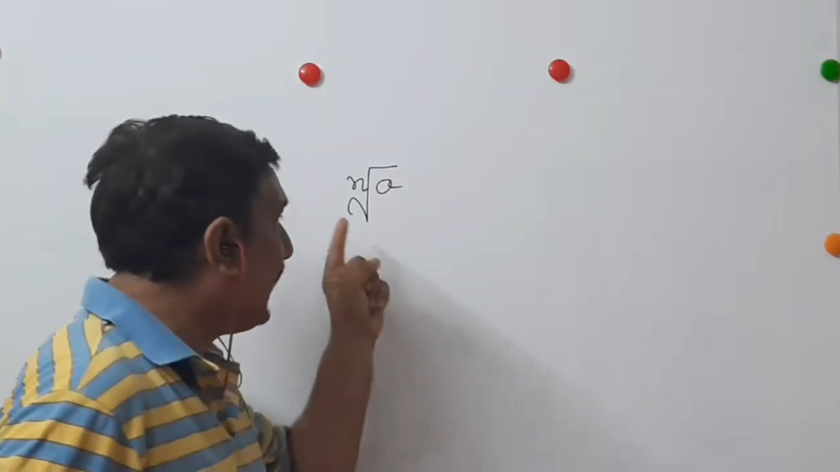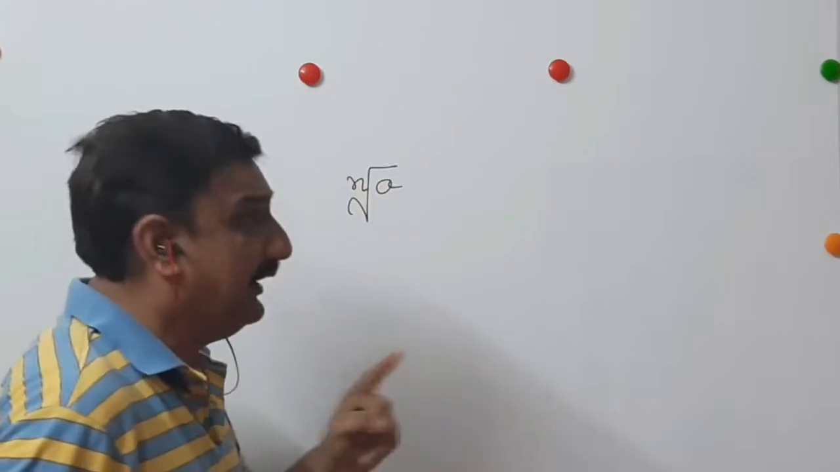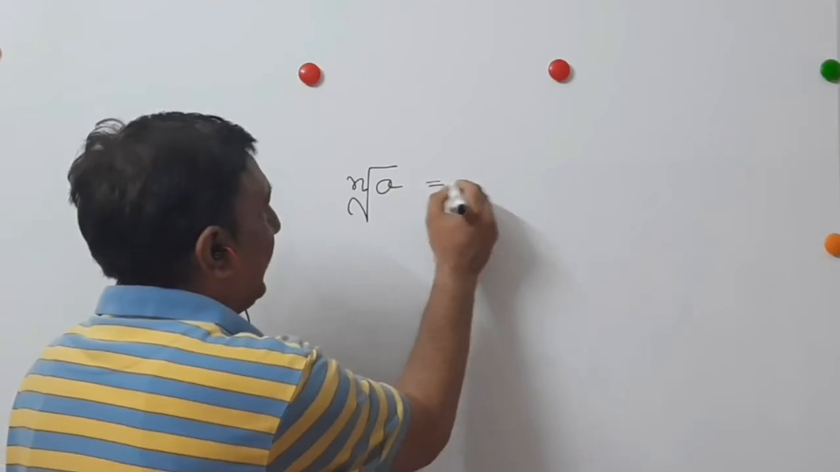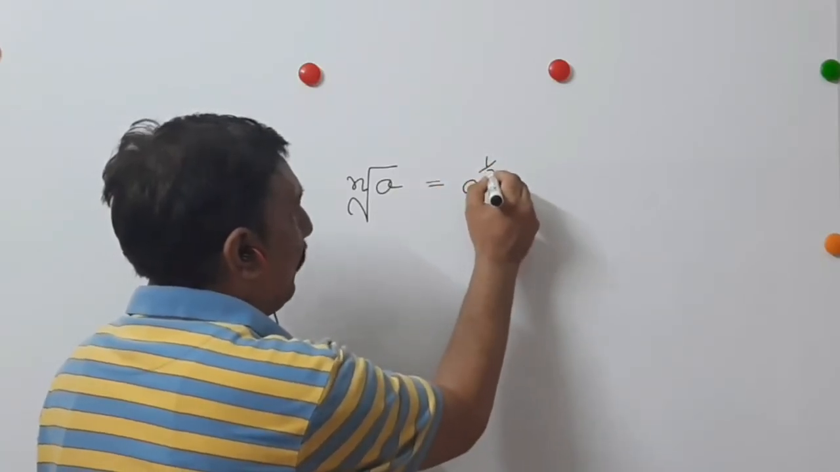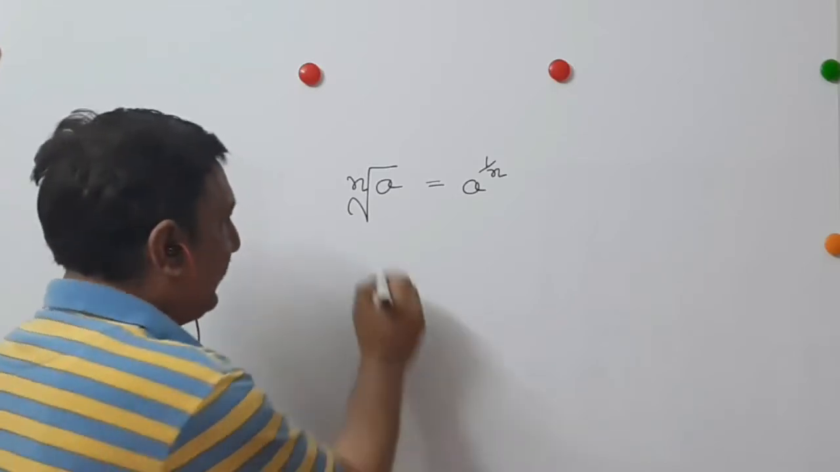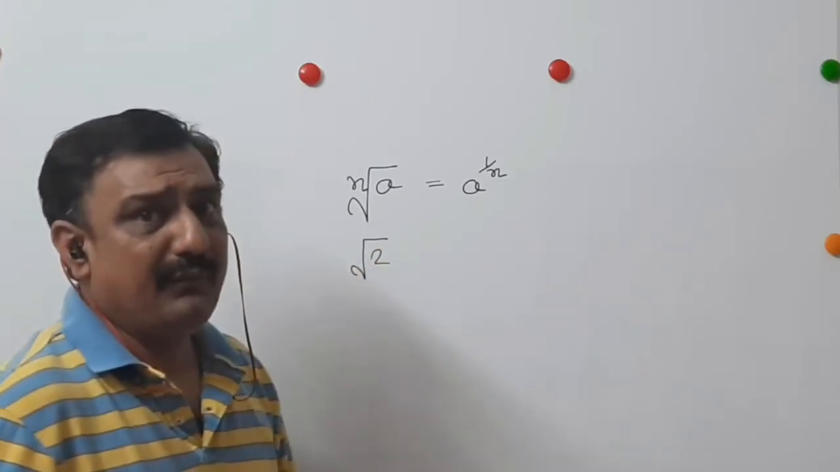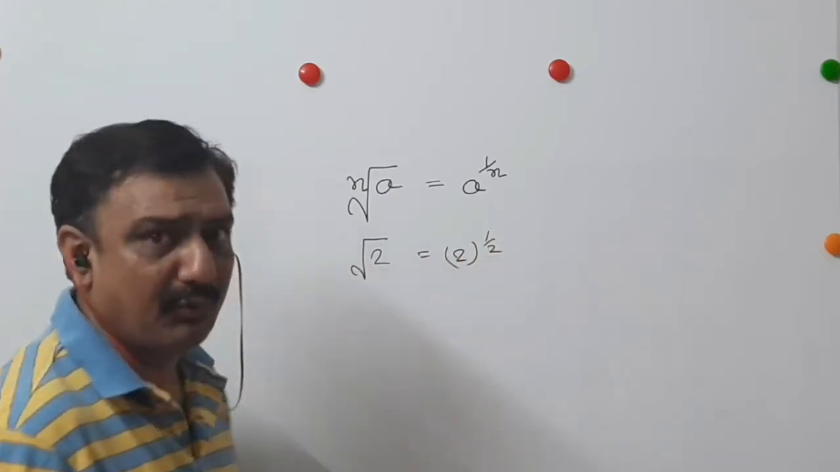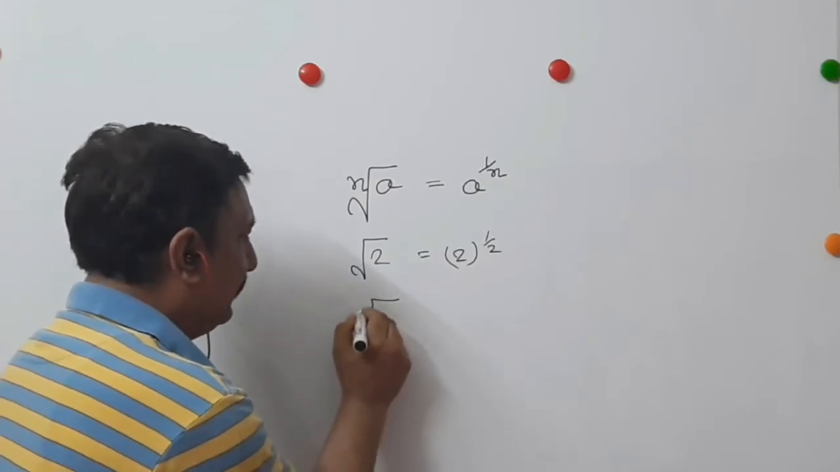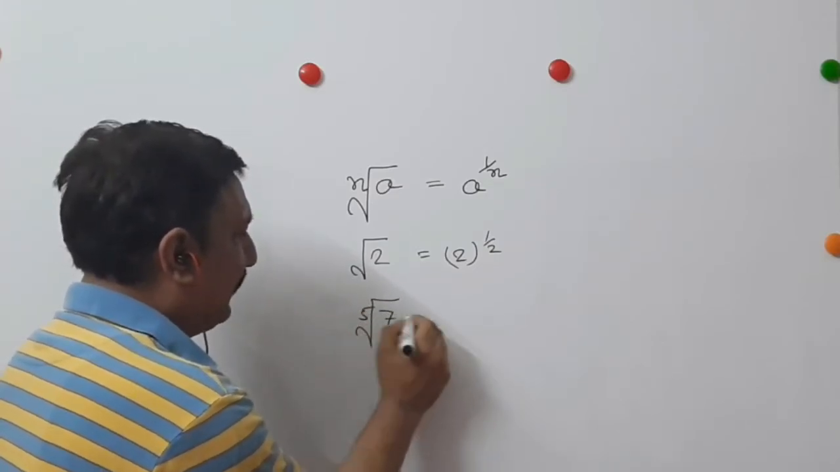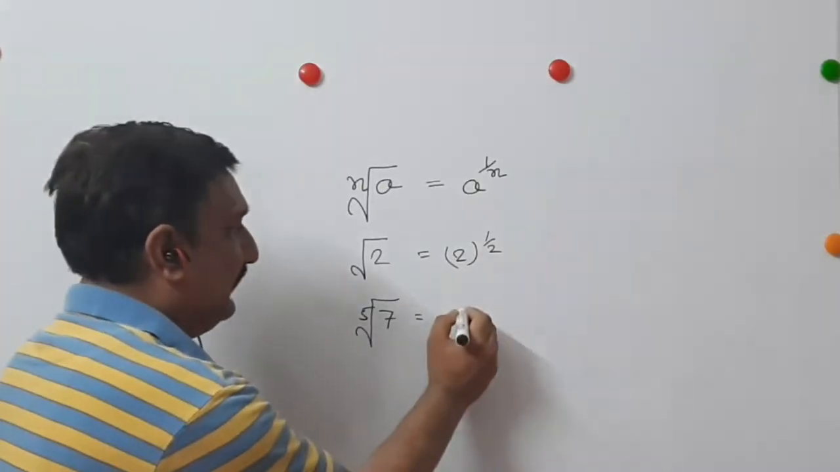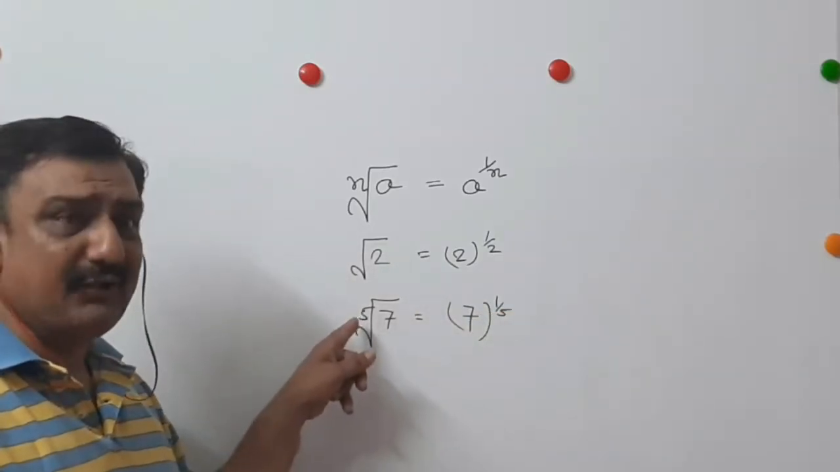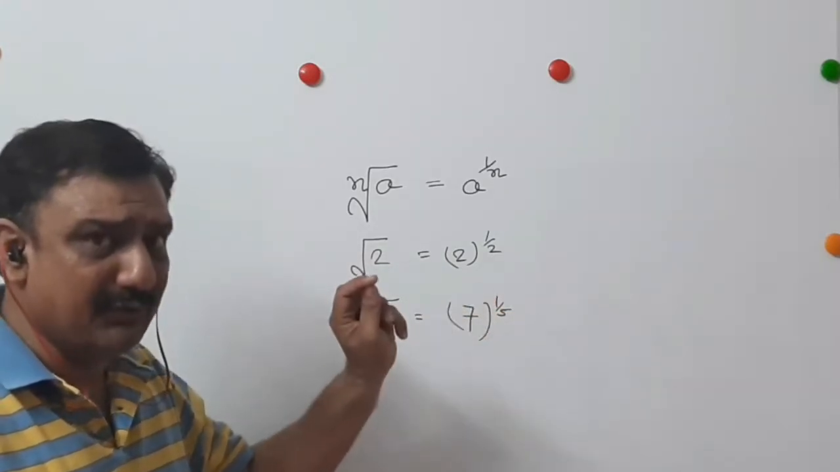Now, it is important to know how to express nth root of a in an exponential form. Here, nth root of a can be expressed as a raised to 1 by n. For example, if root 2 is given, we can express root 2 as 2 raised to 1 by 2. Suppose the 5th root of 7 is given, it can be expressed as 7 raised to 1 by 5, where the root of the value is expressed as 1 upon the value.